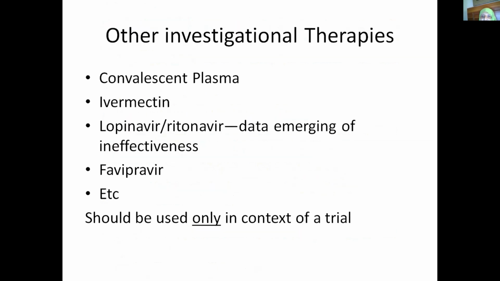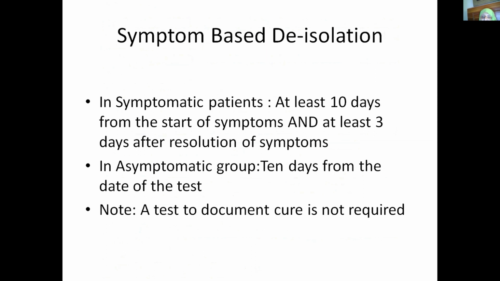Regarding other investigational therapies, convalescent plasma, ivermectin, lopinavir, data is emerging that it is very ineffective. Favipiravir also is reserved for only very mild disease. All of these investigational therapies should be done in the context of a trial only and should not be used otherwise. Now we just come to the last 3 slides, symptom-based de-isolation.